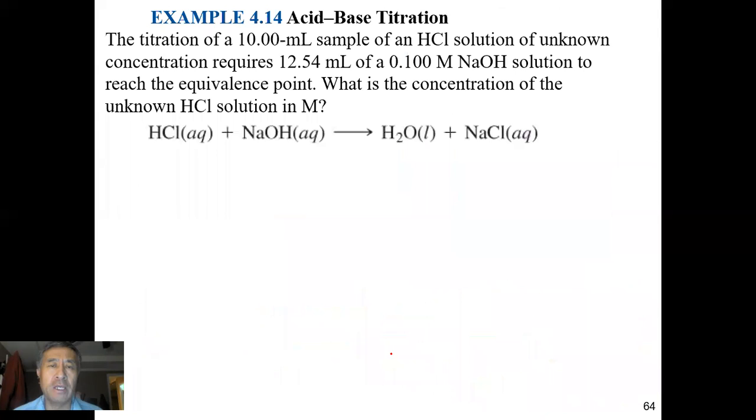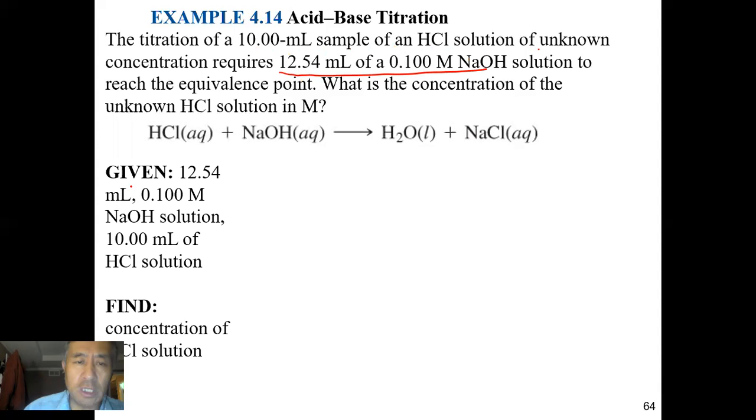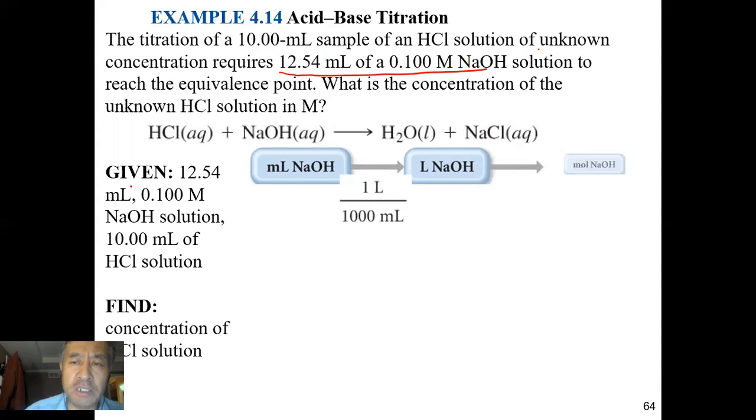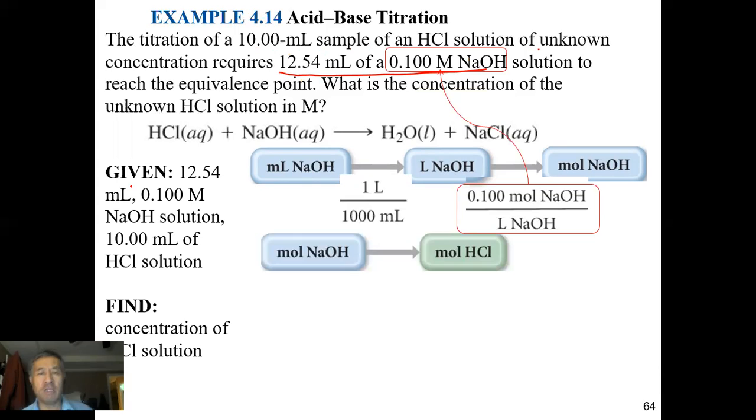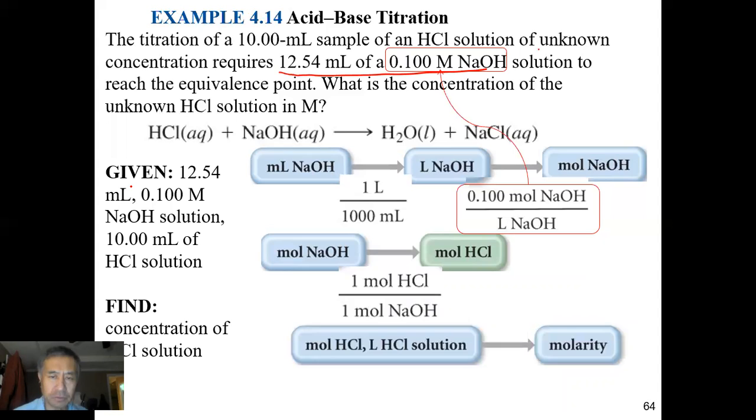And in this example, we will do something similar. We titrate a 10.00 milliliter sample of HCl. We don't know the concentration. Now, we know the concentration of our base. So what you do, you use the information of the base and find out the moles of the base. Then you convert the moles of base into moles of acid. Then you use the moles of acid and the volume of acid to find the molarity. So that's our plan.